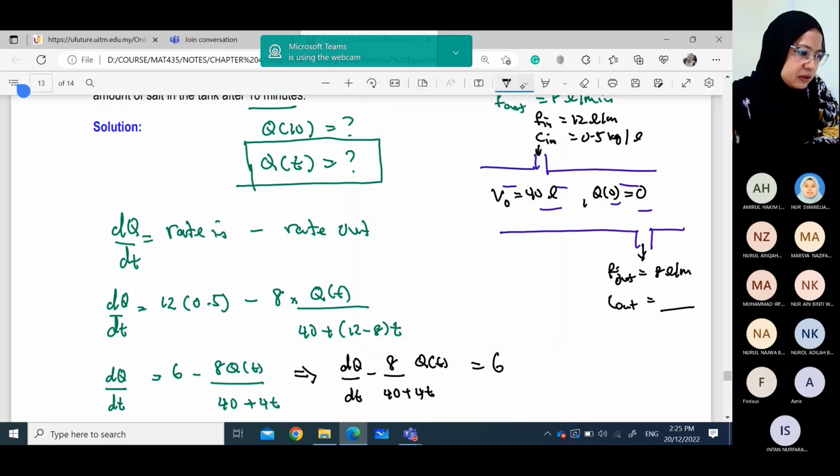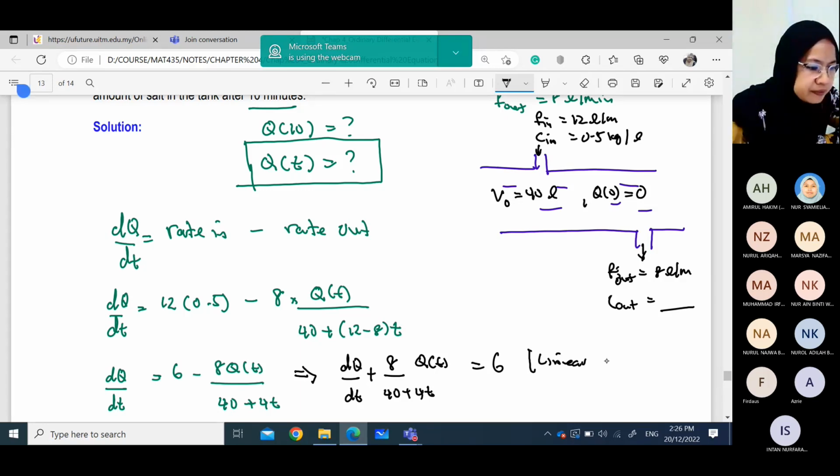Mana? Bawah ni? Tambah. Okay, tambah. So this one is about linear differential equation.